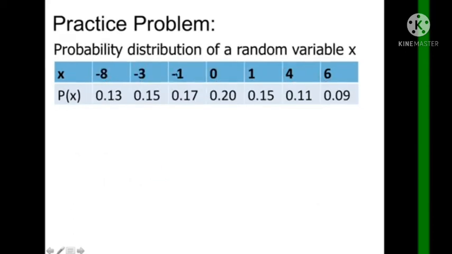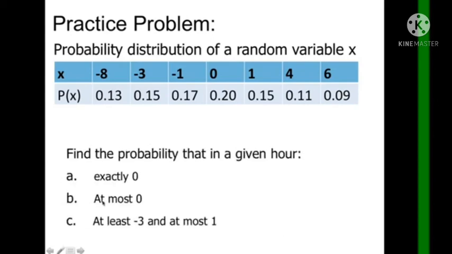And finally, we have this last example for computing the probability distribution of a random variable x. So we have the following distribution: -8, -3, -1, 0, 1, 4, and 6. And we have the probability for -8, we have 0.13, -3, 0.15, 0.17, 0.20, 0.15, 0.11, and 0.09. So we're looking for exactly 0. Okay, exactly 0. This is exactly 0. And the answer is 0.20.